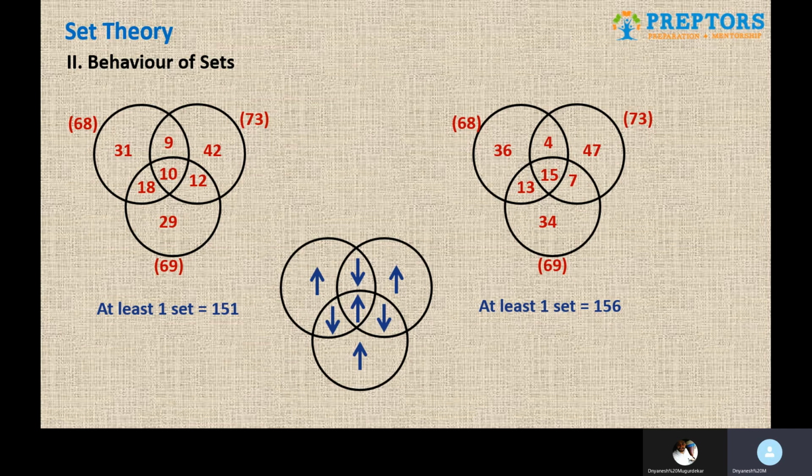And this is only going to come into the picture when you don't have the intersection of all three value given to you ready-made, wherein you will have to start with the assumption of 0 and then proceed further and calculate, and then you will come to know by how much you are going to increase the value of the intersection of all three, and based on that the other values will accordingly change. So that's the very important feature of this, which is called behavior of sets.